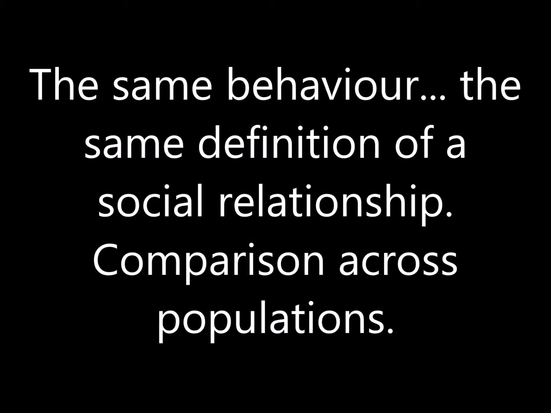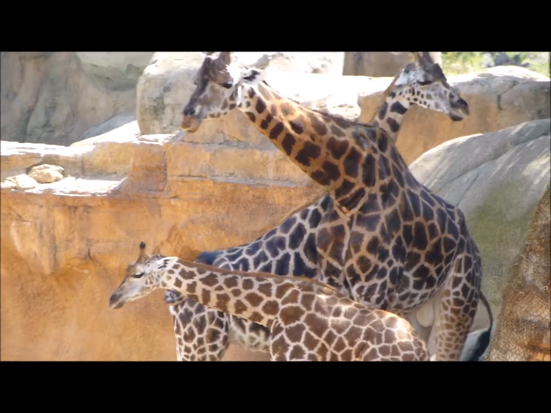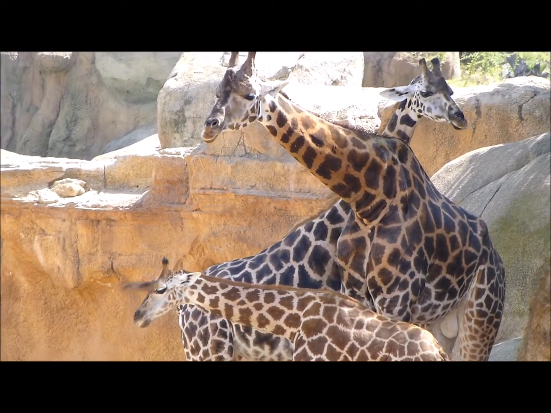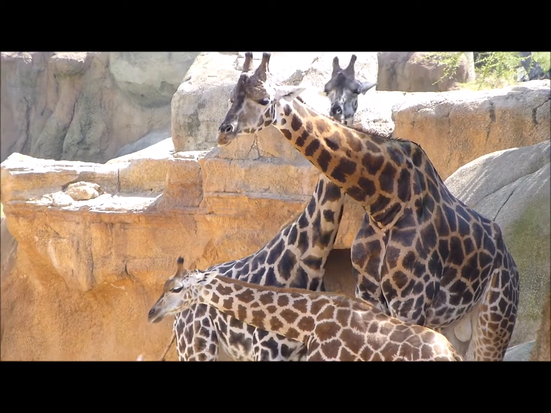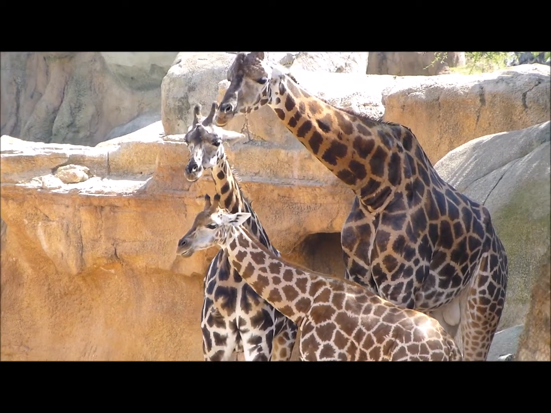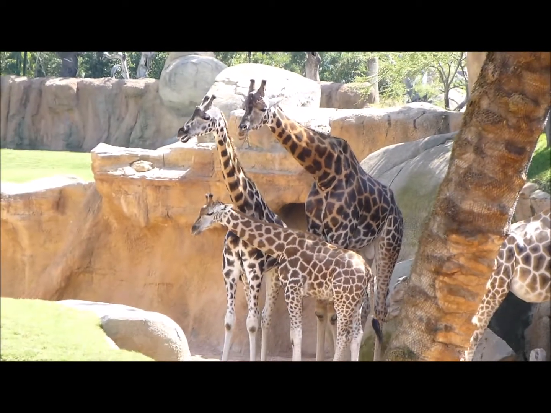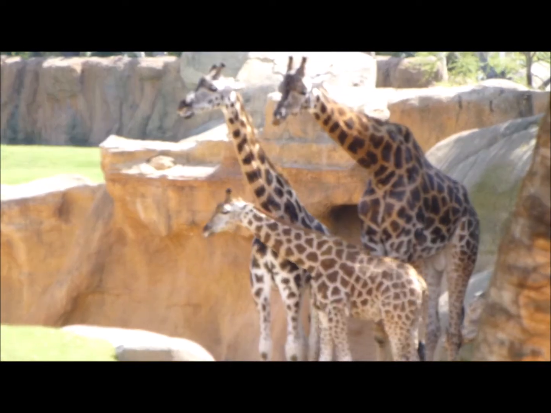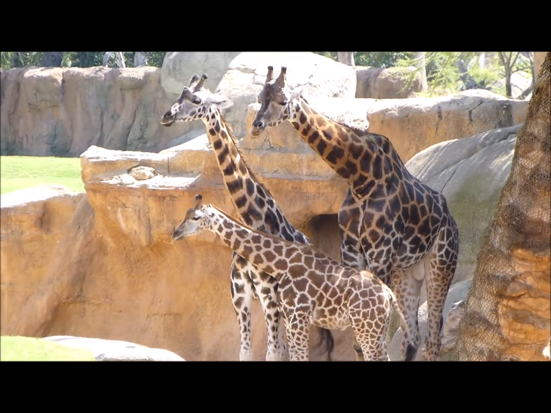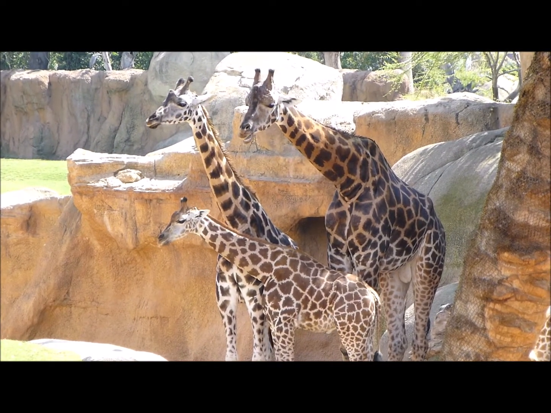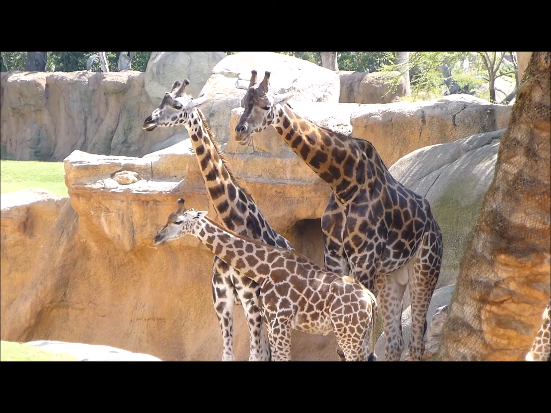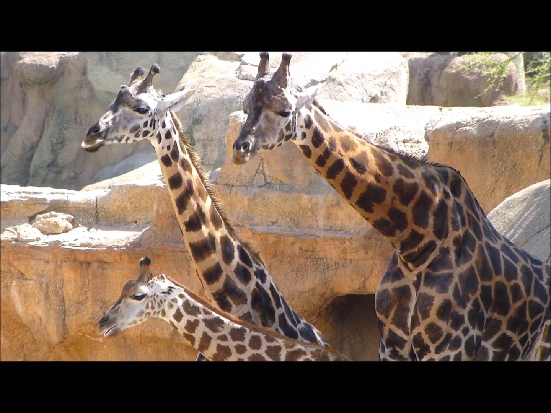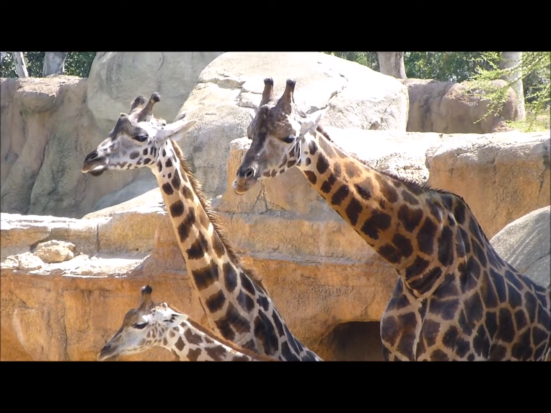This is really helpful if we want to compare across populations. Looking for this group level rumination, for example, and who is doing it together, gives us an indication of the strength of social relationship within giraffes' herd across different facilities or different animal collections, because the same behaviour will be performed in the same way by all individuals regardless of where you find them.